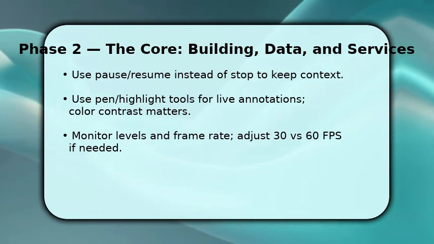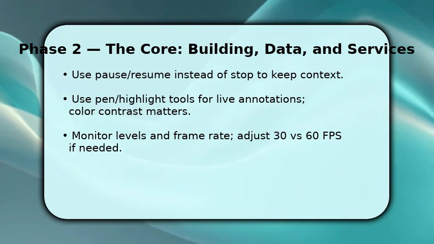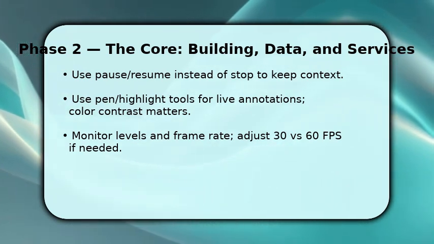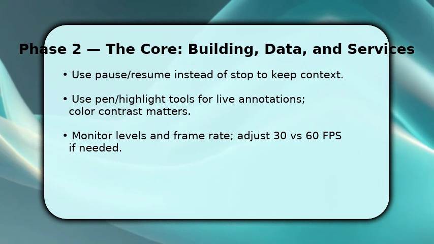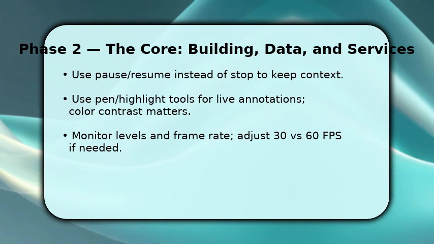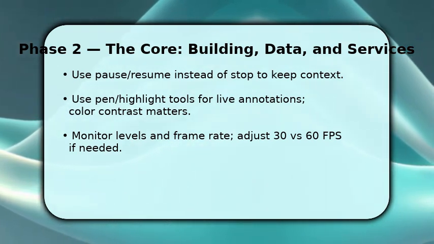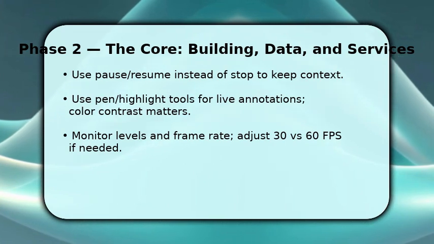While recording, use pen and highlight tools to draw attention to clicks and menu items. Choose high contrast colors so viewers see annotations clearly. Keep an eye on audio levels and frame rate. If you capture fast motion, switch from 30 to 60 frames per second. Make sure to stop using the toolbar controls, not the app window, to prevent accidental clicks.